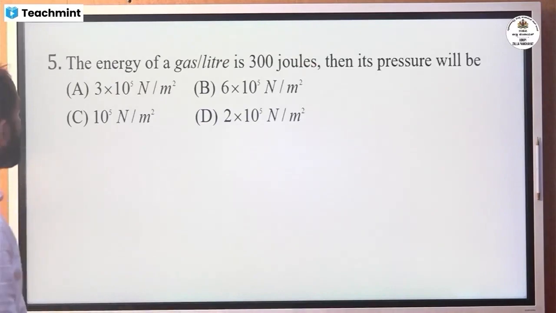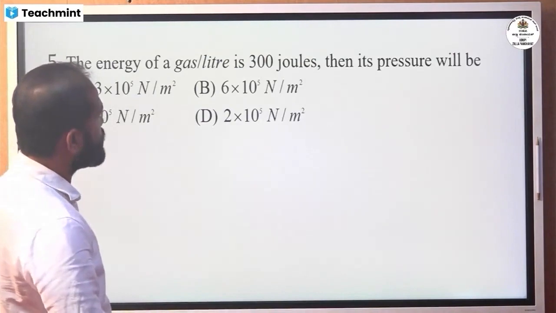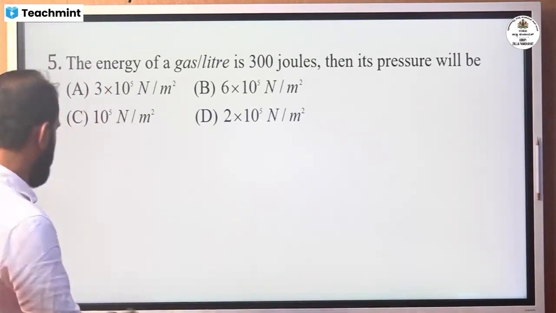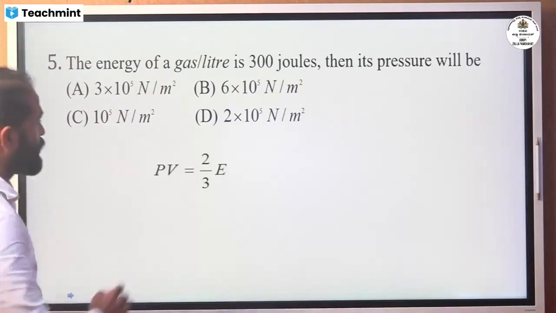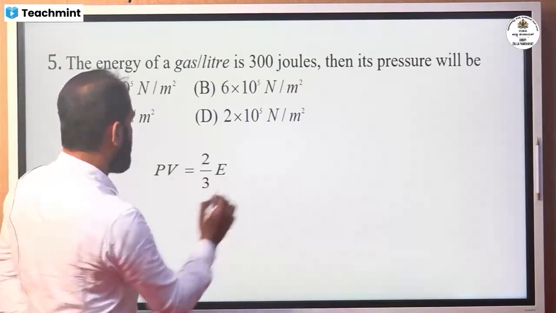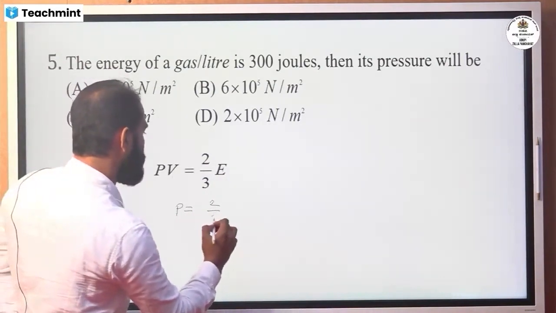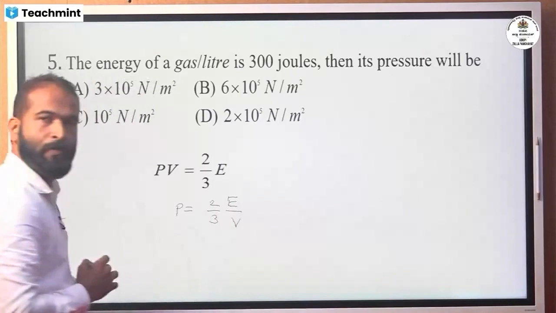Let's go to question number 5. The energy of a gas per liter is 300 joules. Then its pressure will be. Now let's use the relation between pressure, volume, and energy. So we know PV can be written equal to 2 by 3 E. So let me take V to the other side. So pressure is going to become equal to 2/3 E divided by V. 2/3 of E by V.